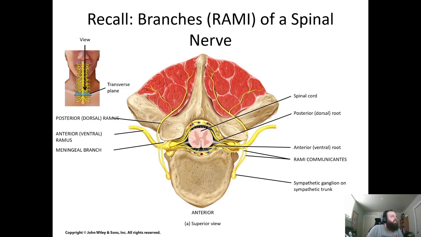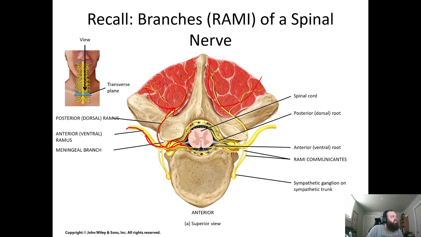Here's our posterior root, here's our anterior root. You can see the ganglion right there, and then here's our spinal nerve. And you see that there are basically three branches to the spinal nerve. There's one which runs posteriorly and serves the back of your body. So all of this back is being covered. We have an anterior branch, which is the big one that covers the front, or anterior, of your body.